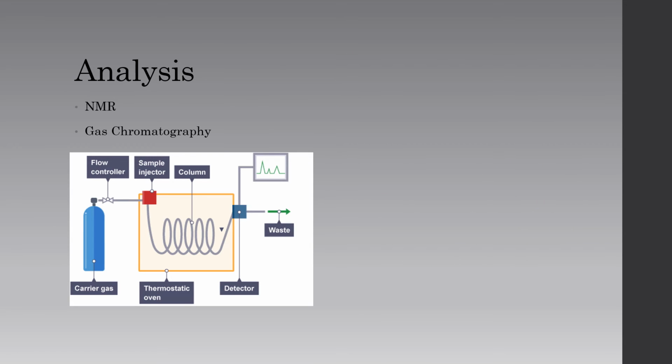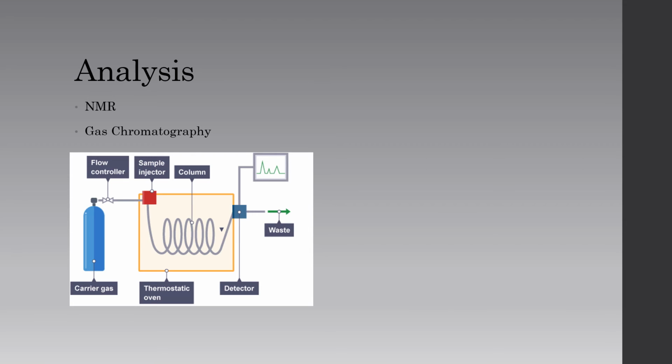We're going to be analyzing the products that we make in our reaction by two methods. First is NMR, and there's a separate lecture for that that's online if you haven't listened to it yet. And the second is by gas chromatography. Now, gas chromatography works by taking our sample and passing it through a column at elevated temperature. And that column that we pass it through is going to help separate our mixture of compounds out.